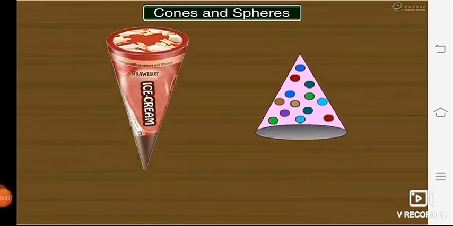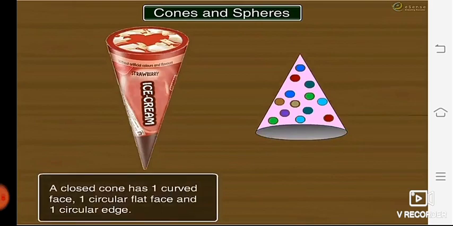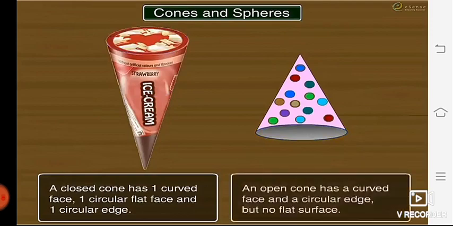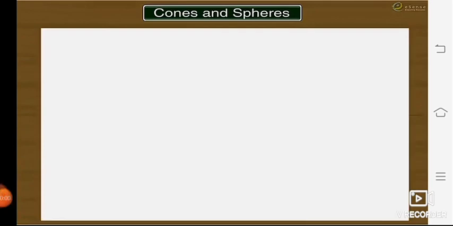Remember, a closed cone has one curved face, one circular flat face and one circular edge. An open cone has a curved face and a circular edge but no flat surface. Let us now try one activity.